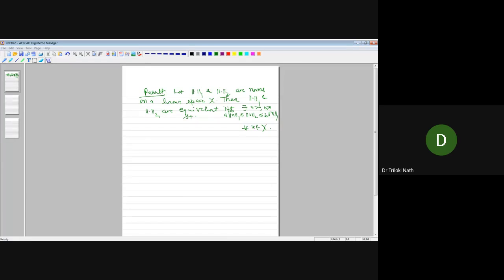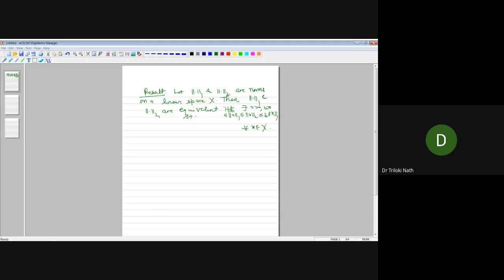That means if the two norms, norm 1 and norm 2, are equivalent on a linear space, then you can find two constants a greater than 0 and b greater than 0 such that this condition is satisfied. Conversely, if this condition is given, then you can show that these two norms are equivalent. One way we have done already: if this condition is given, then the two norms are equivalent, that is, the topology induced by these norms is the same.